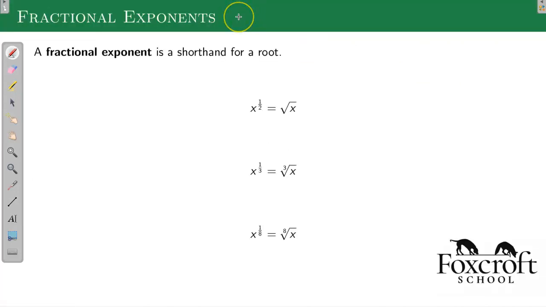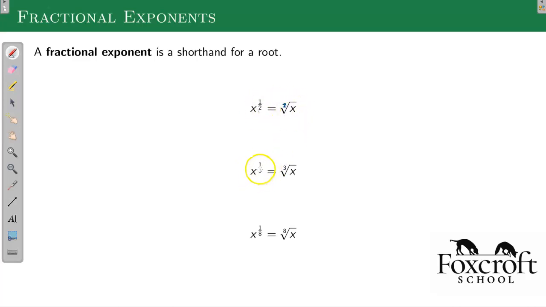Well, we're going to say a fractional exponent is just a shorthand for a root. And this is another thing that makes sense as you look at what should happen when you multiply exponentials together. But again, we're just learning this as a definition. A fractional exponent is a root, so x to the 1/2 is the square root of x. These two mean the same thing.